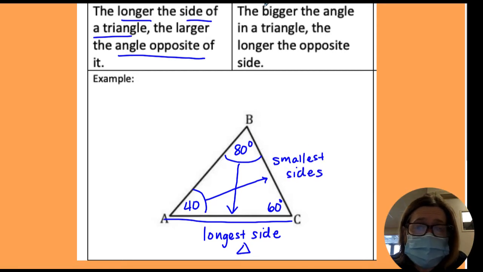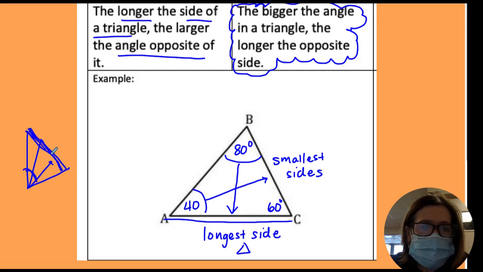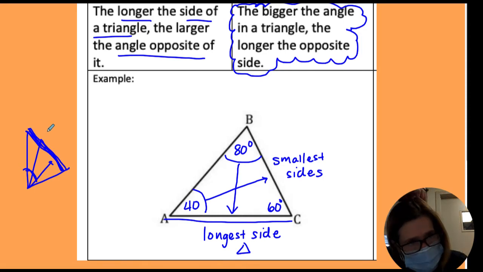All right, so that kind of leads us to this. The bigger the angle in a triangle is, the longer the opposite side is. And that should kind of make sense. So look, I have an angle right here, and I create a triangle. So I can see the length of that side. Now I take that same angle, and I make it bigger. Well, I can see then, here's the bigger angle, here's the bigger side, right? As I open it up, the side is going to get longer.